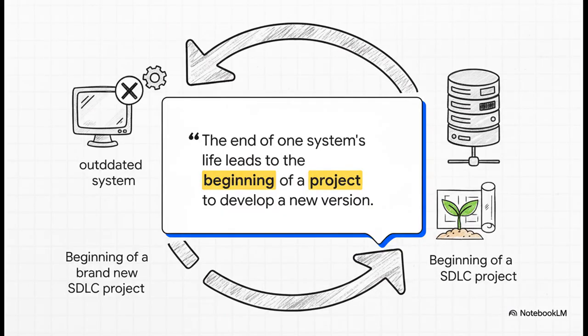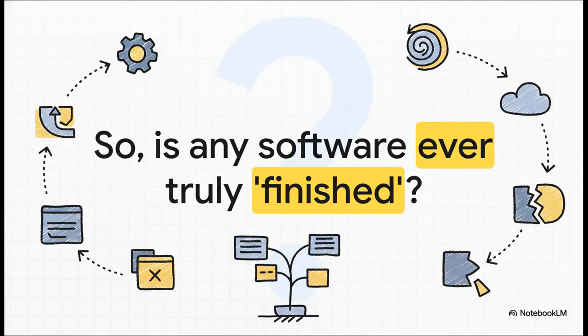And this leads to a pretty profound idea from the source material. This whole life cycle is circular, because eventually any system gets old. It becomes outdated, too expensive to maintain, and its retirement marks the beginning of a brand new SDLC project to build its replacement. Which leaves us with a final question to chew on. If software is constantly being fixed, adapted, enhanced, and eventually replaced, is any of it ever really finished? What the SDLC really shows us is that software isn't some static product you just build and forget. It's a living system constantly evolving to keep up with the world around it.